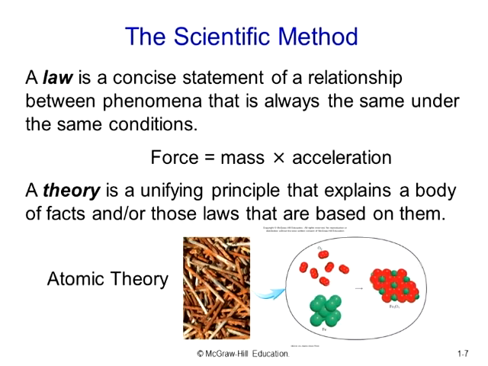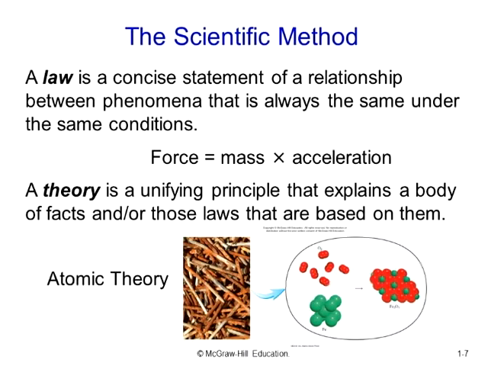So let's restate the definition of a law and theory in a more concise fashion. You ready? A law is a concise statement of a relationship between phenomena that is always the same under the same conditions. Okay? It always happens that way. For example, force equals mass times acceleration. That's the law. It does not change.